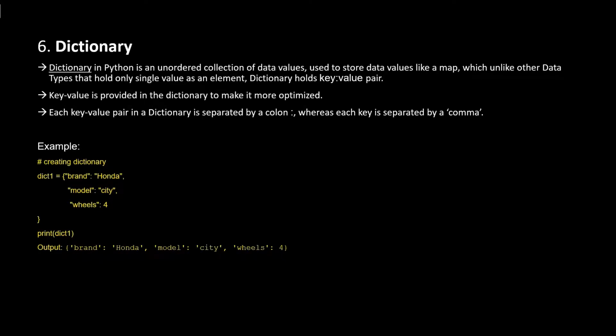Here we see that for the integer type we did not pass any quotation marks, because integers are not stored in quotations. Only strings are stored in quotations. Both strings and integers can be present as keys and values in dictionaries. So let's execute it. The output of print is brand equals Honda, model equals city, and wheels equals 4. This is about the dictionary.